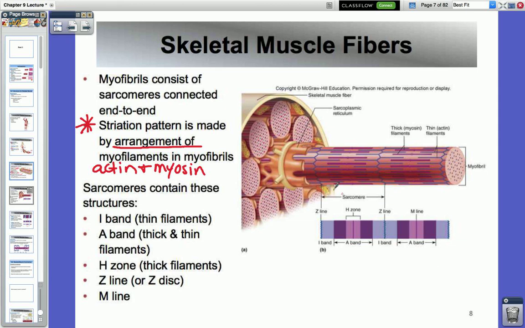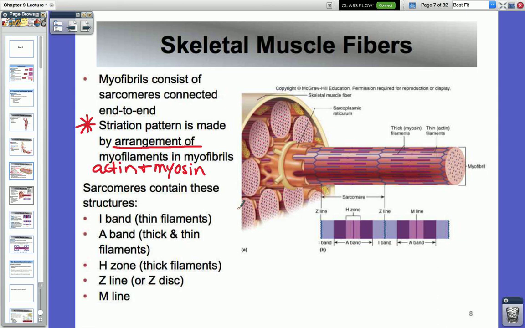So we're just looking at this area, the area where we only have the thin filament. Now, what is the thin filament? The thin filament is actin. So where we only have actin is going to be this purple, bluish color filament there. Where there's only actin, this is the I band.